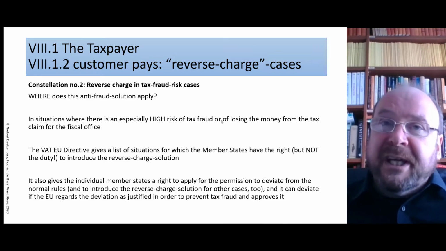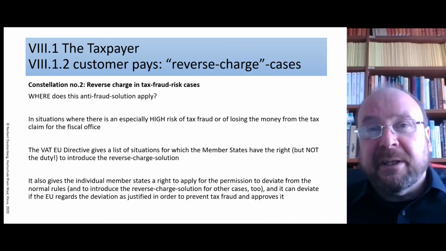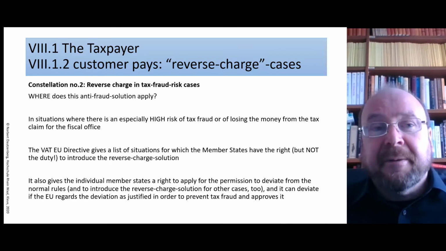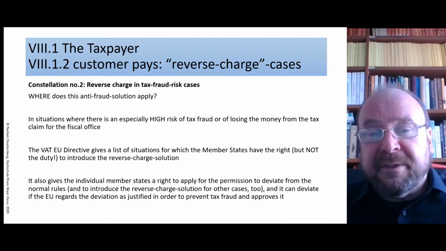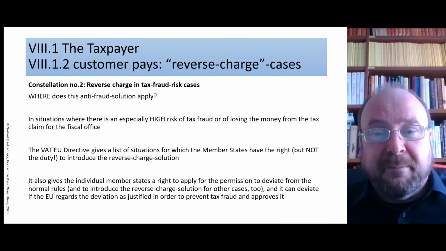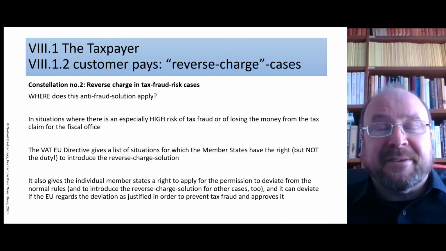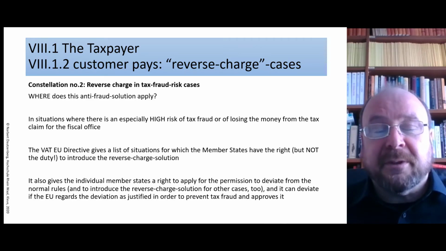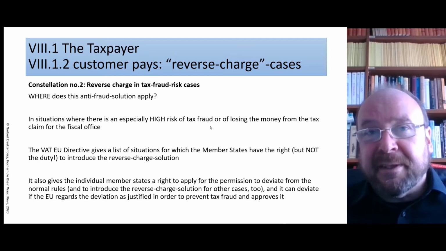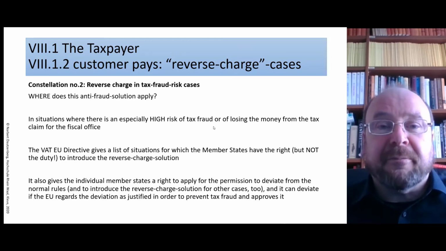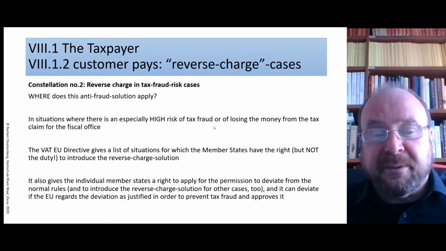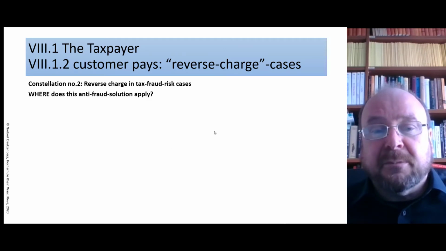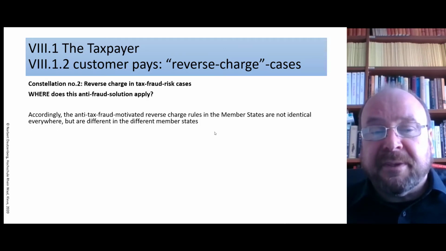Now, where do these rules apply? Well, everywhere where a fiscal authority sees that the number of tax fraud or tax fraud attempts goes up, they try to apply to the European Union to a change of the rules or to give them an exemption from the general rule that taxpayer is an entrepreneur. And so more and more cases come onto the list.